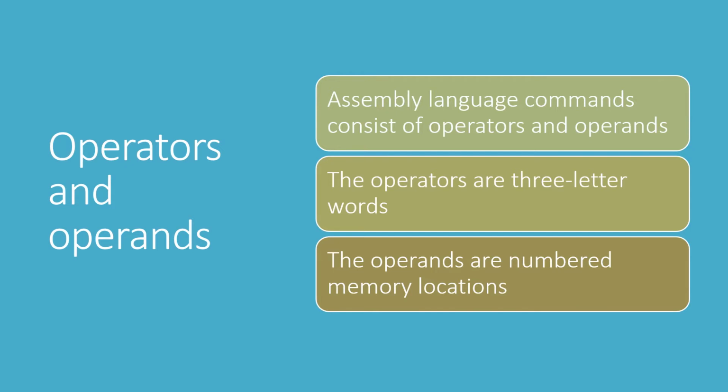Every assembly language command consists of an operator and an operand. The operators are the three-letter words that we have already learned. They're commands in the language. The operands are the data values that are processed by the operators, and in the LMC language, those are numbered memory locations that store data.